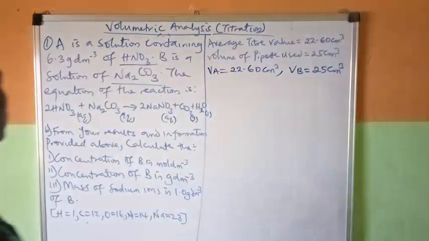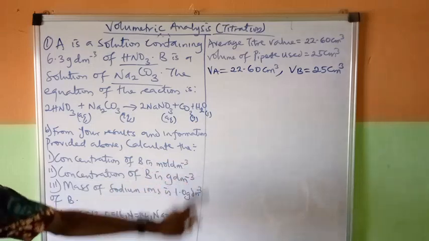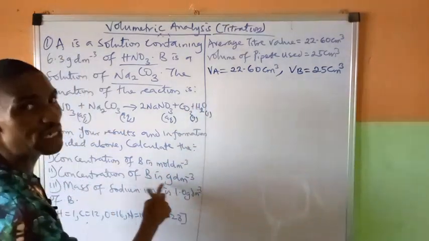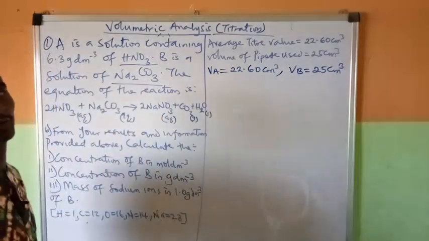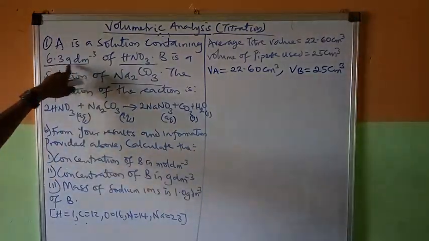Having done that, the question says first calculate the concentration of B in mole per dm cube. There is no way we can calculate the concentration of B without first getting the concentration of A. But we were given this value. This is 6.3 grams per dm cube.